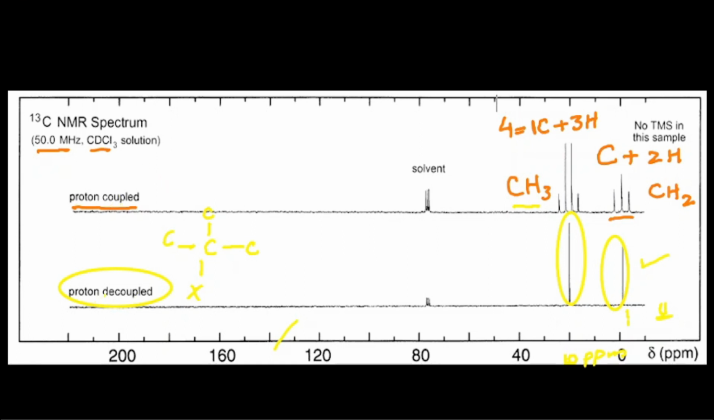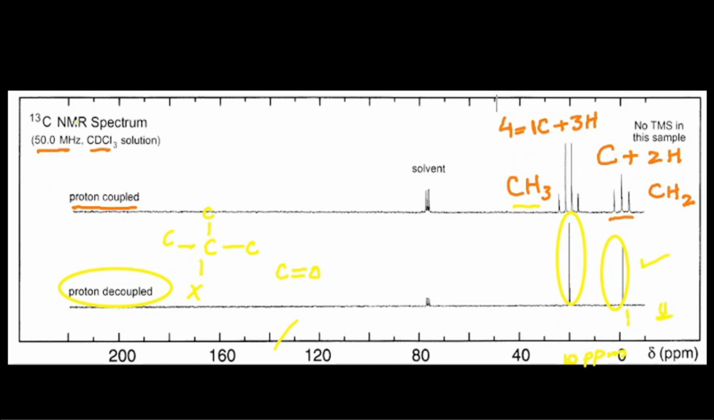And the proton decoupled spectrum can also tell us about the carbon that is not directly attached to hydrogen, like the C=O group. If the C=O group or any other group, like a quaternary carbon, is present in our structure, then we get that information from the proton decoupled spectrum. That's how the proton decoupled spectrum is important for us.